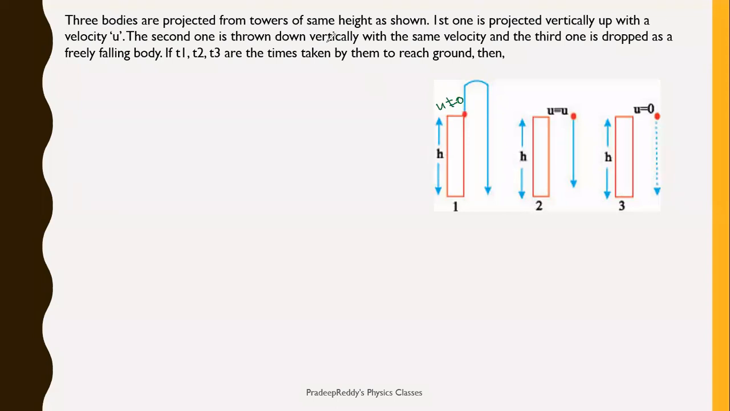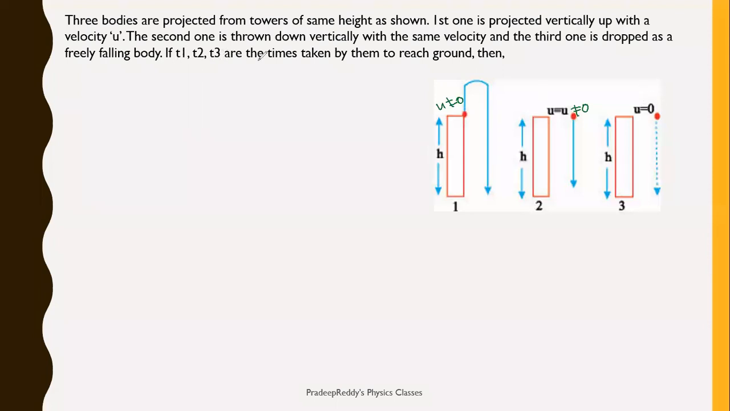The second one is thrown down vertically with the same velocity. So the second one, it is thrown down and this is not equal to 0. Remember that it is not equal to 0 because you are not leaving it, you are throwing it downward with the same velocity, that is equal to u. And the third one is dropped as a freely falling body. Therefore, its initial velocity is taken as 0.